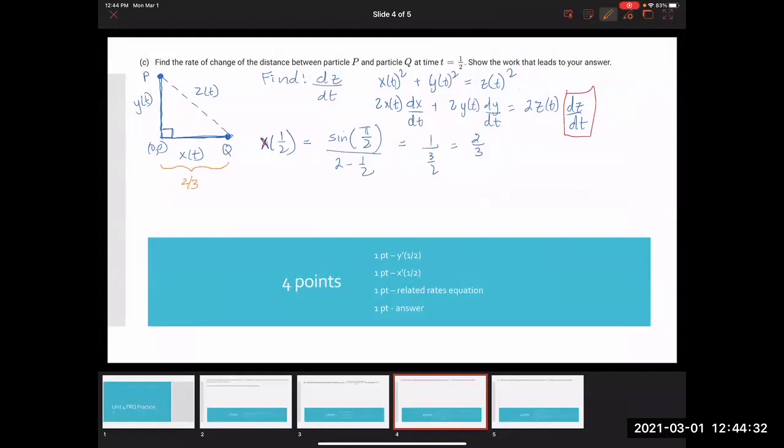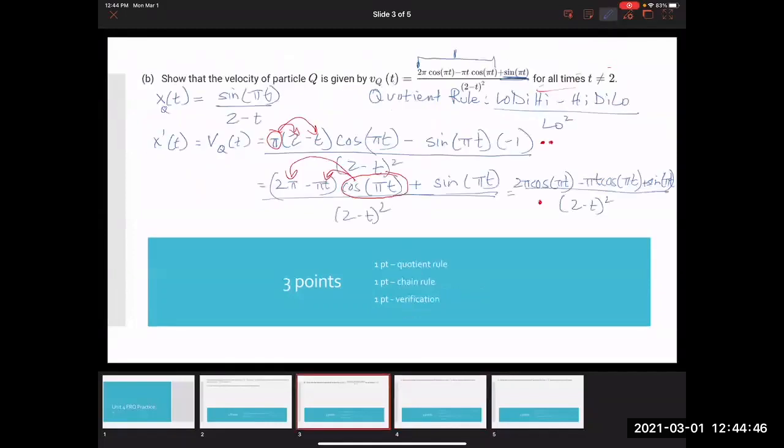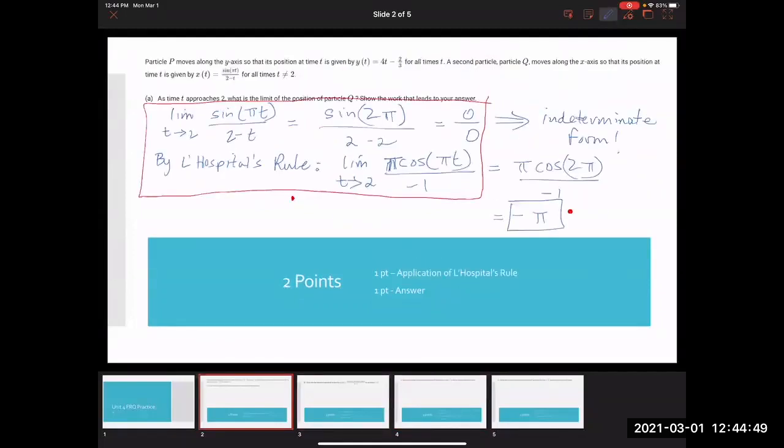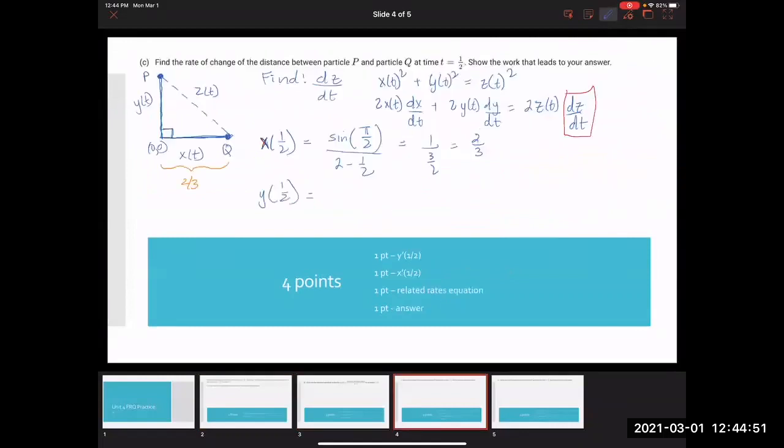Now we're going to do the same thing to find y of t using the equation for y of t that was given. So y at 1/2, we're going to take its equation, and if you go back to the question stem, they tell you that y of t is 4t minus 2/3. So that's going to give me 4 times 1/2 minus 2/3, which is just 2 minus 2/3. So you should get 4/3 here. So the distance from here to here is 4/3.